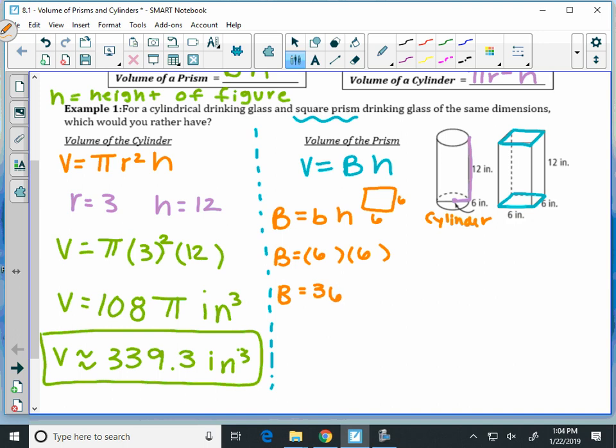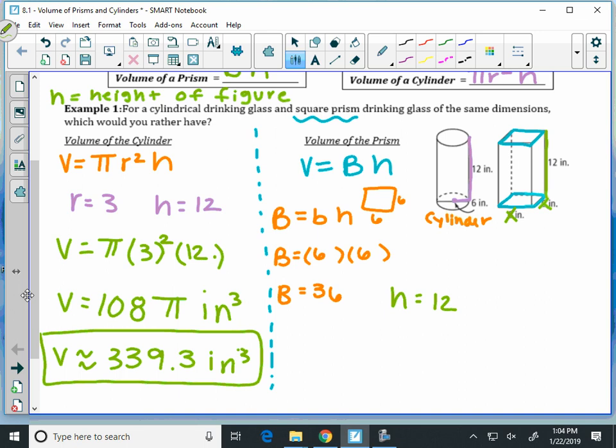Now we need to figure out, what's my height? What's the height of my figure? What's connecting your 2 bases? 12. Another way to think about it is you only use each measurement 1 time. We already used both 6's in my area, so what's left over is the 12. So that has to be my height.